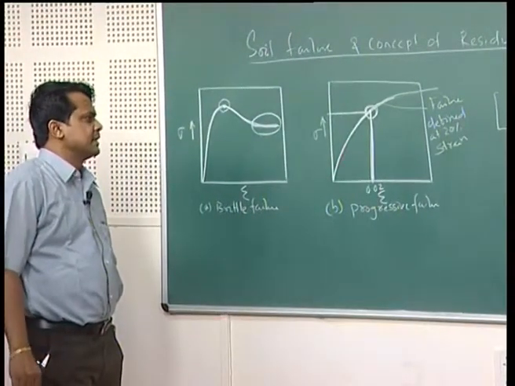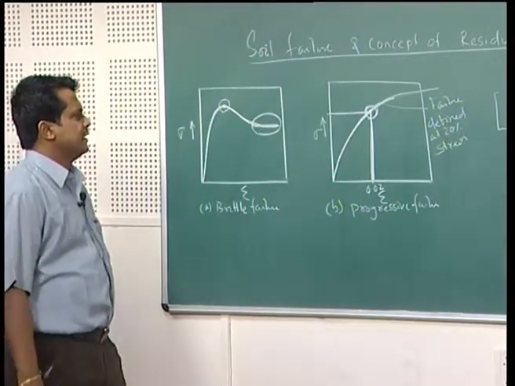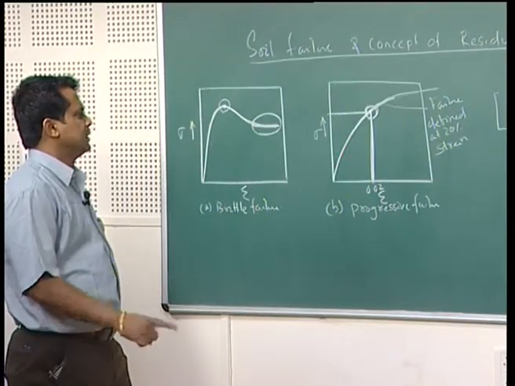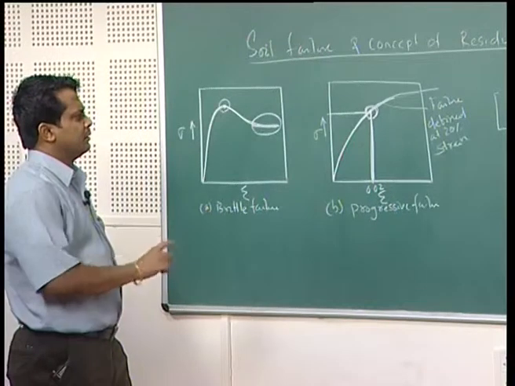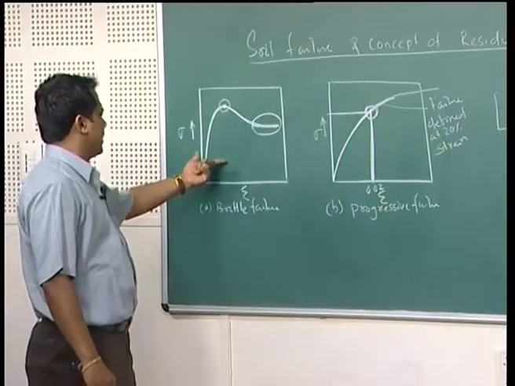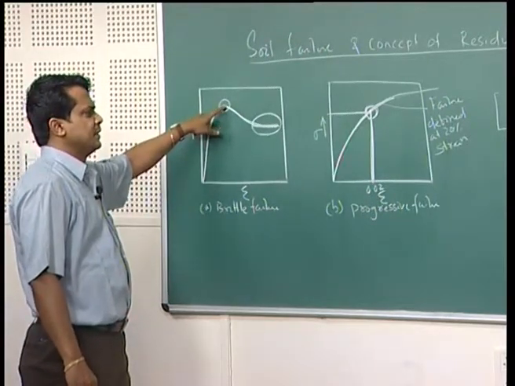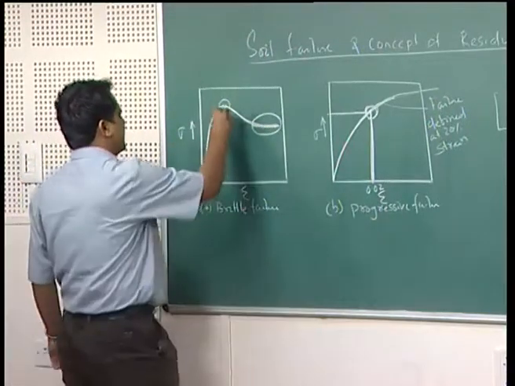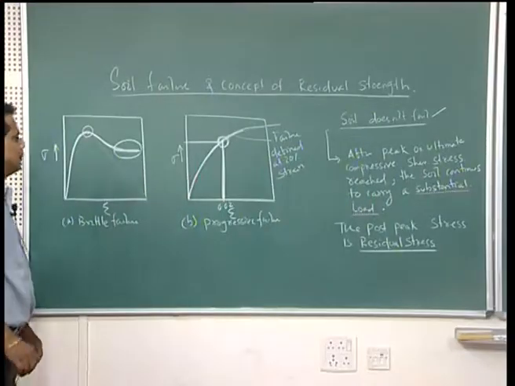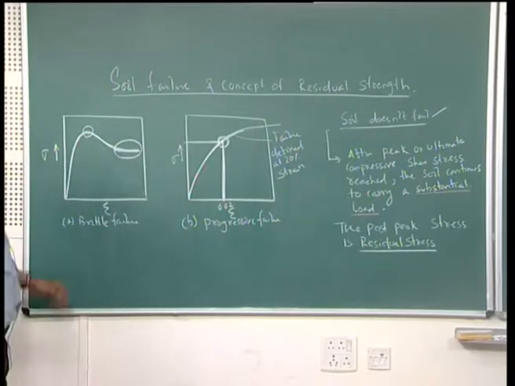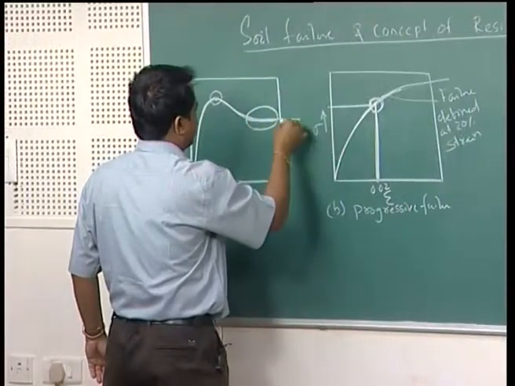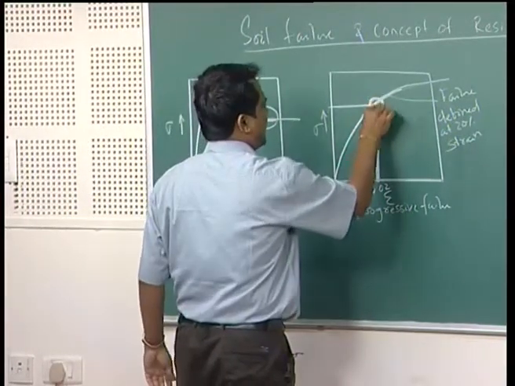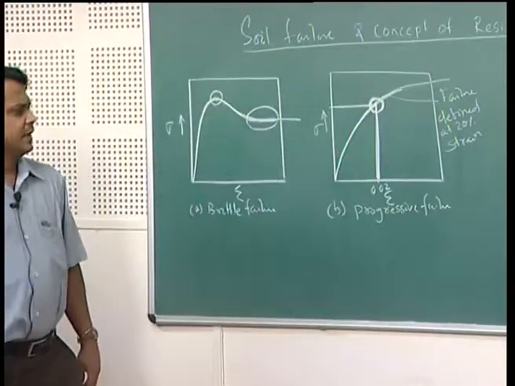Somebody will ask, what do you mean by residual strength? The strength after the peak or ultimate compressive shear stress, or the failure stress at a defined strain, is called the residual stress. In case one, this is your peak or ultimate compressive shear stress. After that, the soil will carry some load. The soil will not fail completely. Soil failure does not mean that the strength will come to zero. After peak or ultimate, the soil will continue to carry some load, and it will go like this. The post peak stress, or the stress after the defined failure strain, is called residual stress.